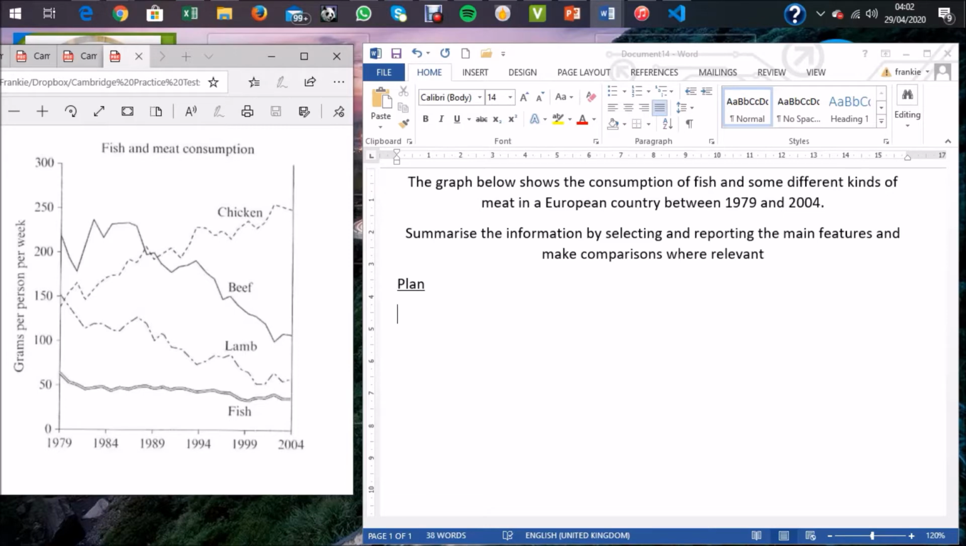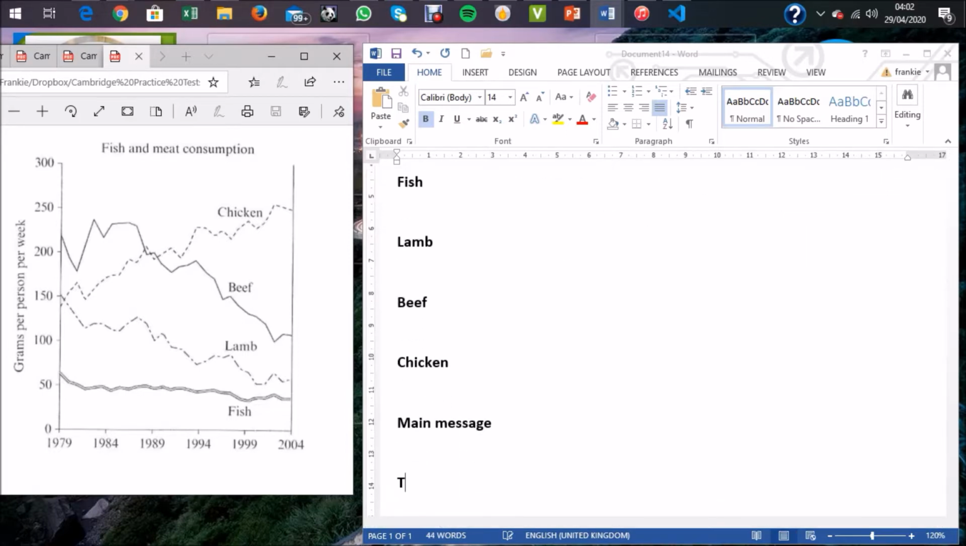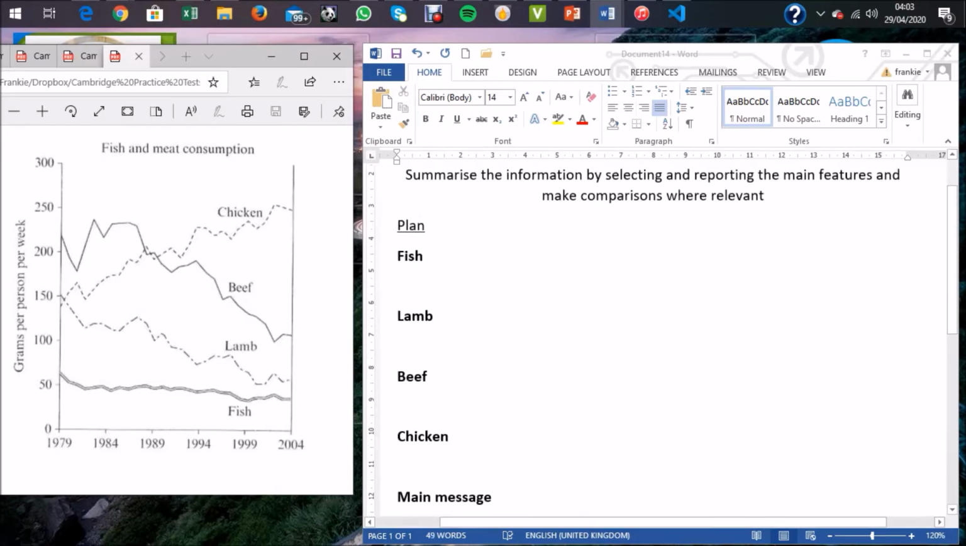So how I broke mine up, I looked at the 4 different options. So fish, lamb, beef, and chicken. And used those notes, those ideas, to create the main message of the graph and also the 2 key points of comparison. So let's start with fish. We can see from the graph that it was consistently the lowest of the 4, and also that there was a slight drop over the 25-year period, around 60 to 50.